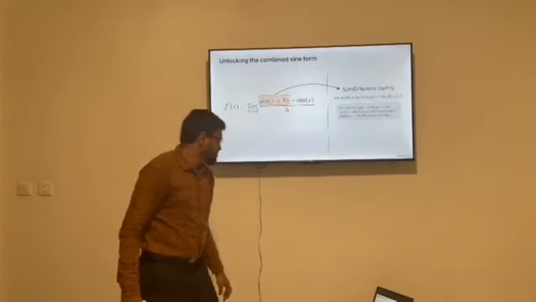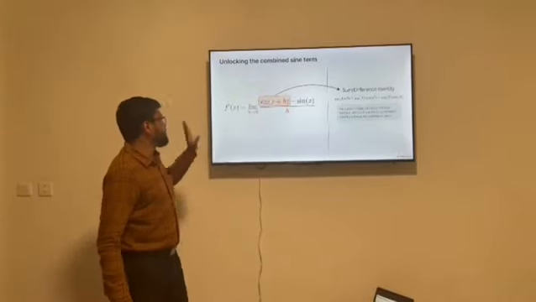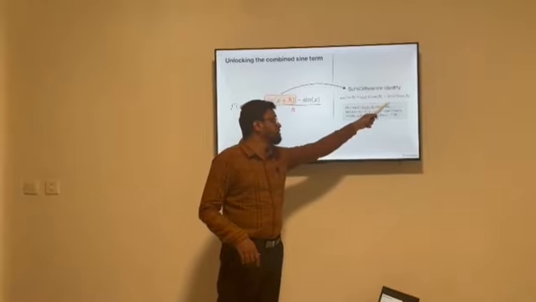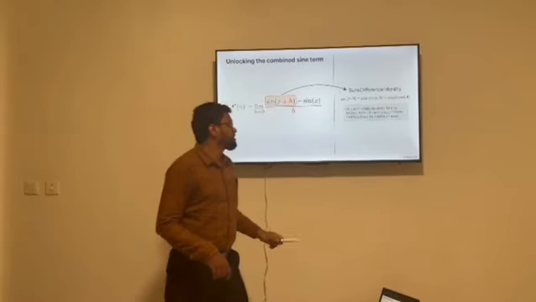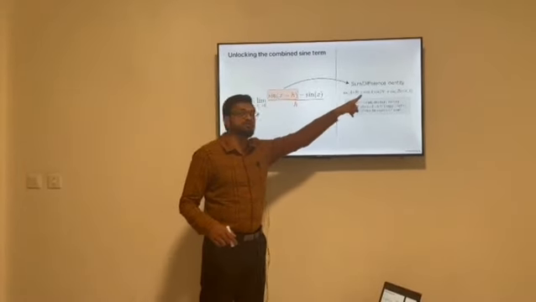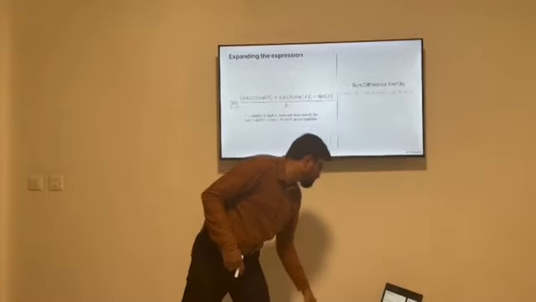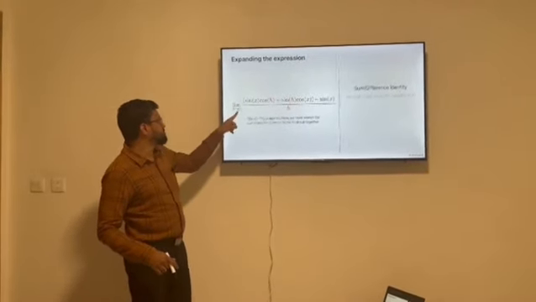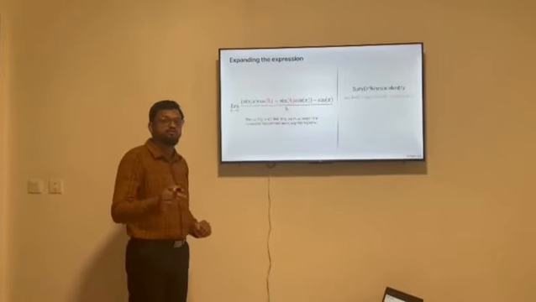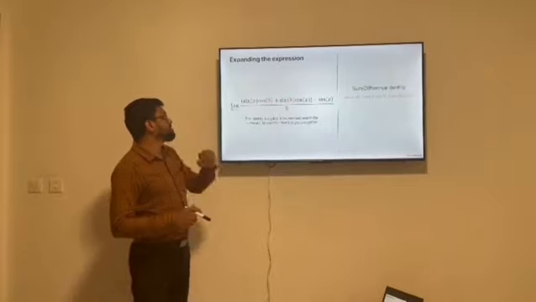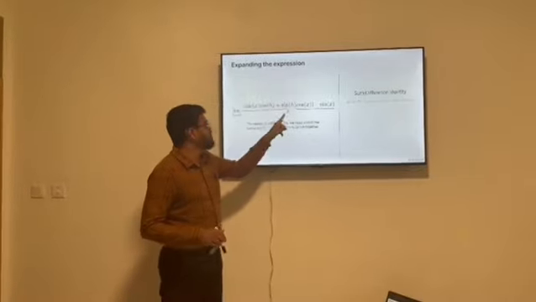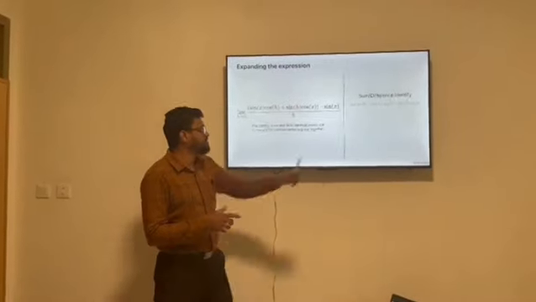Now what we'll do is we'll use this formula, sine of (a plus b) is equal to sine a cos b plus cos a sine b. We will simply substitute sine of (x plus h) by this formula. What we will get is limit as h approaches 0, (sine x cos h plus sine h cos x) minus sine x as it is, over h. We have used this formula.